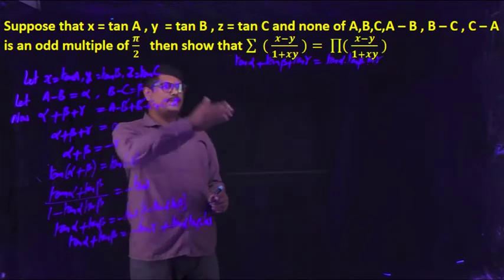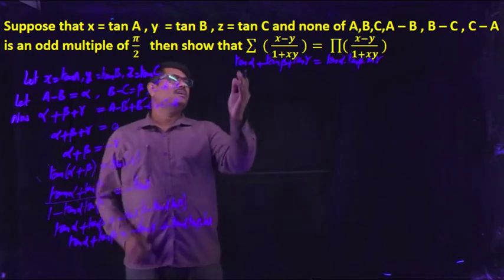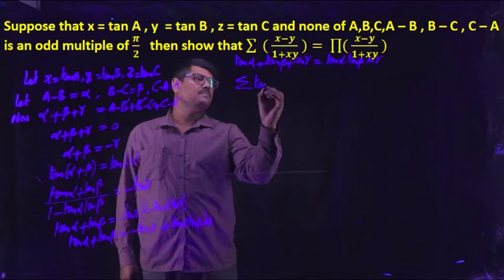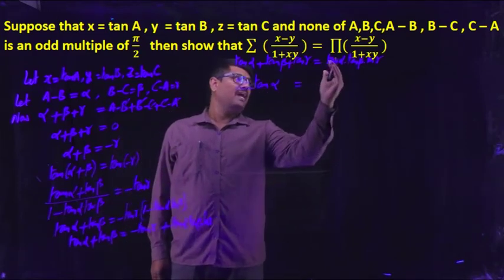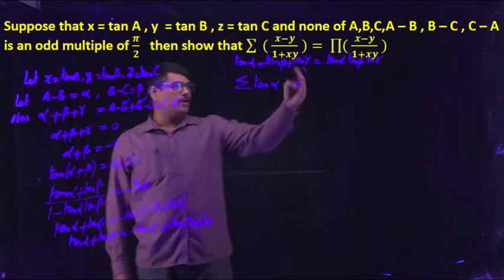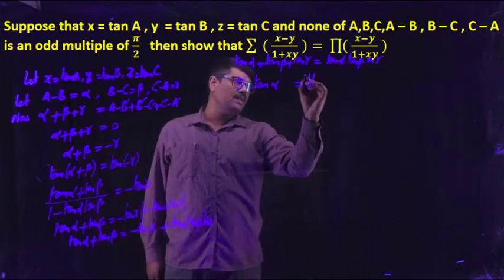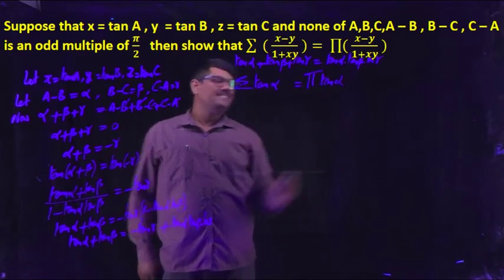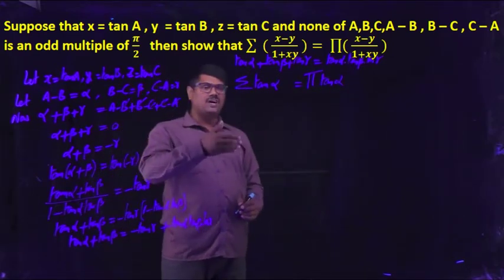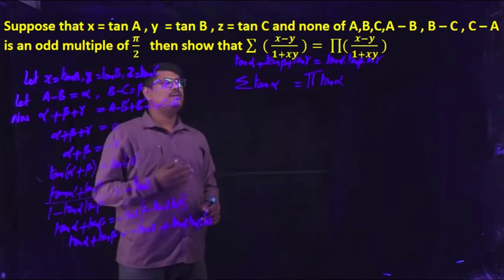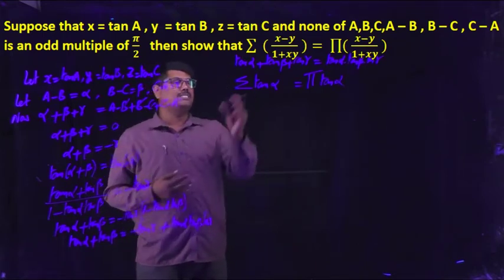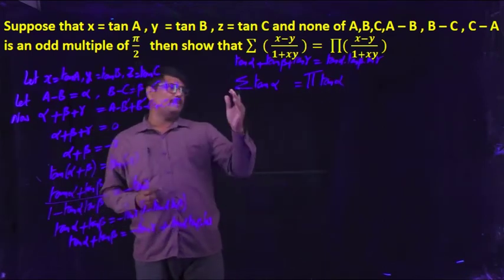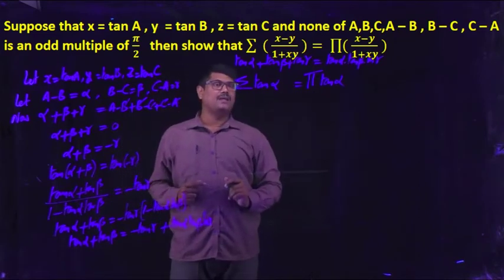Now you can express this in short notation. Tan alpha plus tan beta plus tan gamma, you can write as sigma tan alpha. And tan alpha into tan beta into tan gamma, a product of values, you can represent as product tan alpha. Sigma tan alpha indicates the sum of tan alpha, tan beta, tan gamma. Tan alpha into tan beta into tan gamma is represented by pi tan alpha.